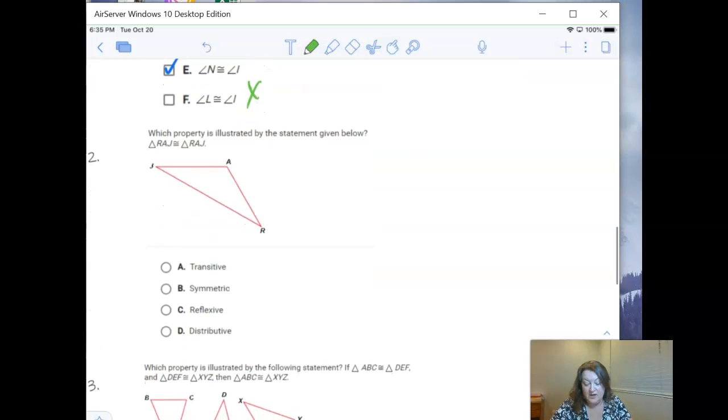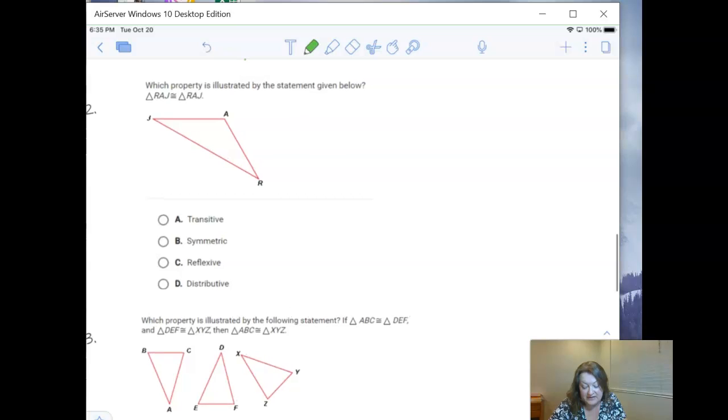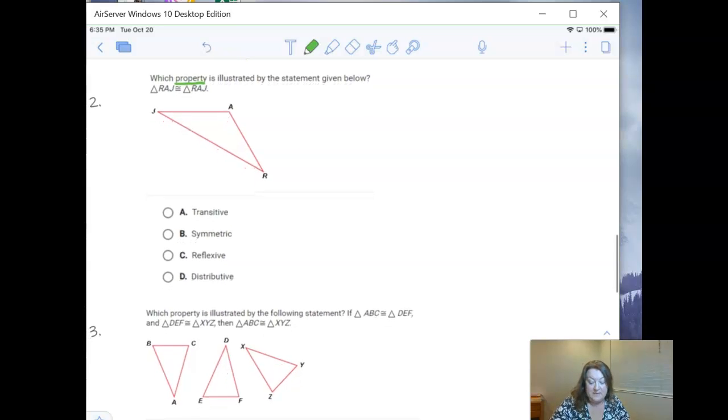All right, next one. Which property is illustrated here, right, by the statement? So they just said triangle RAG is congruent to triangle RAG. Which property said that triangles are congruent to themselves? Do you remember? That was reflexive property, where you just say something is the same as itself.